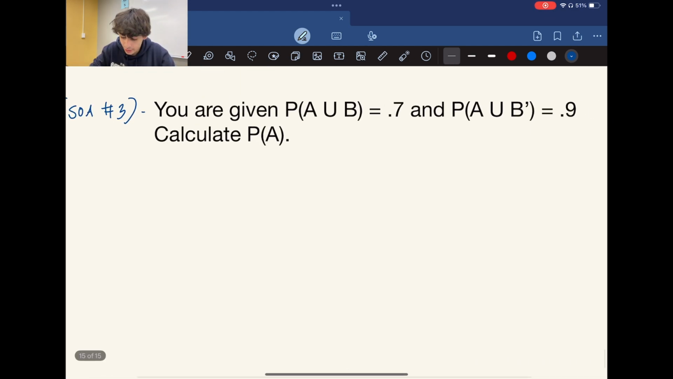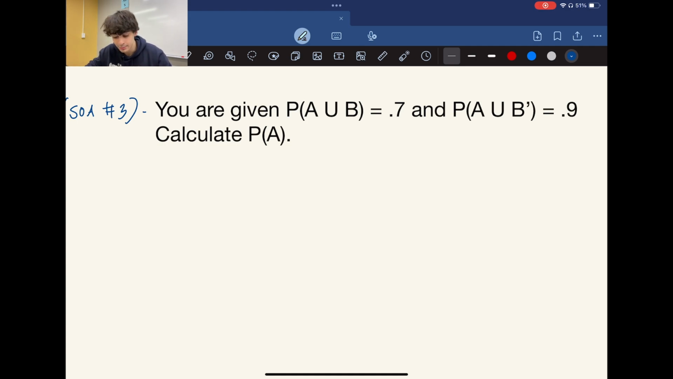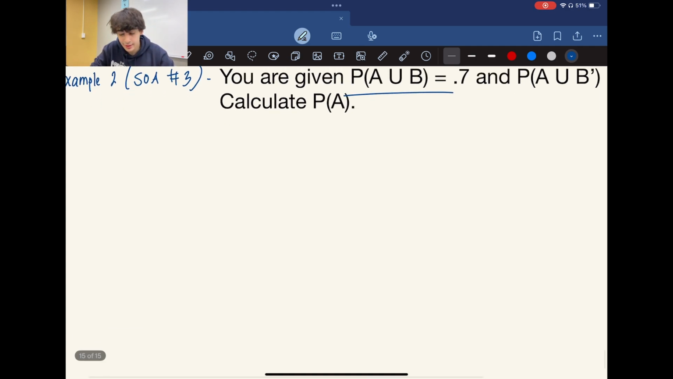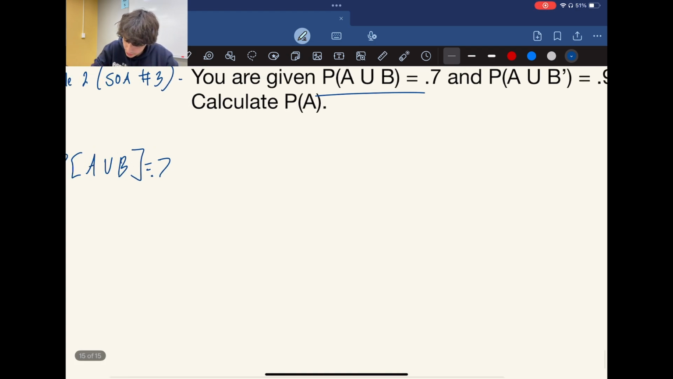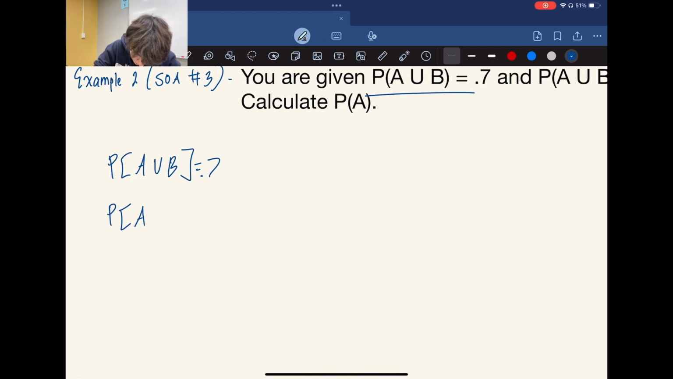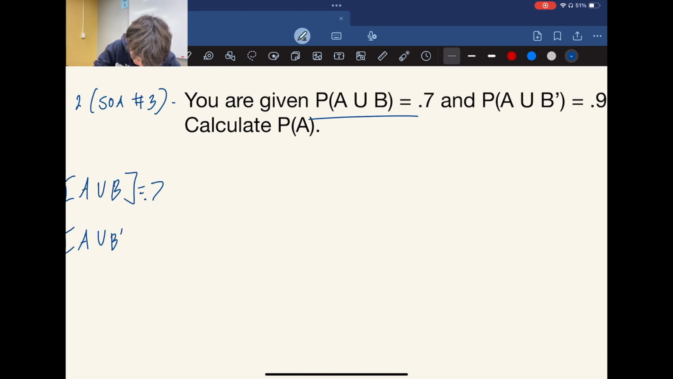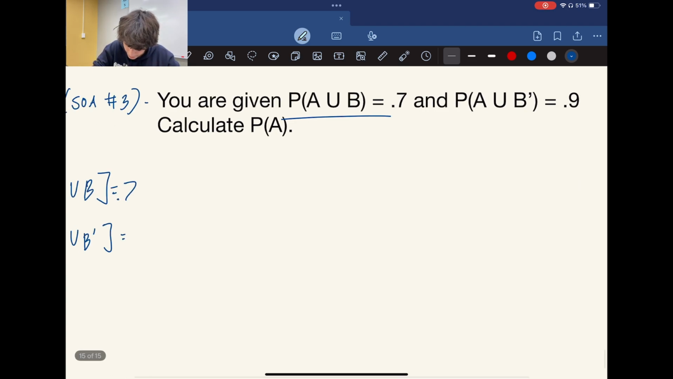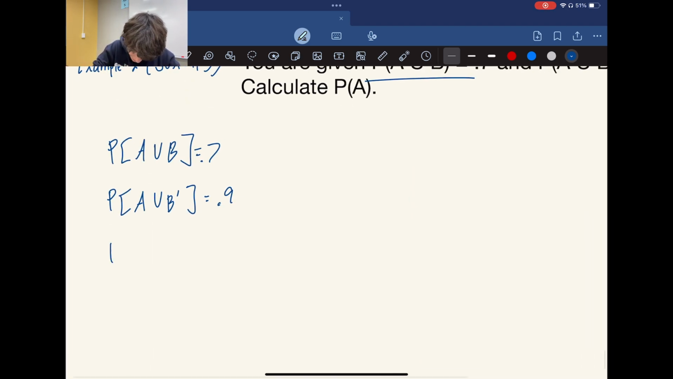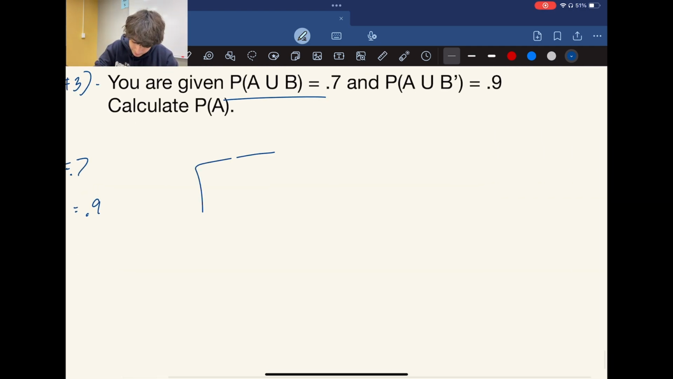So I'm going to use the same process that I used before. I'm going to write down what I know. I'm going to use a Venn diagram, and we're going to figure this out together. So probability of A union B is equal to 0.7. I'm going to rewrite that over here. And we know that the probability of A union B complement is equal to 0.9. And they're asking for the probability of A. So what do we got here? Let's draw the Venn diagram.